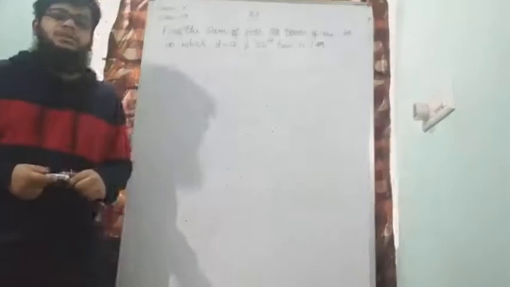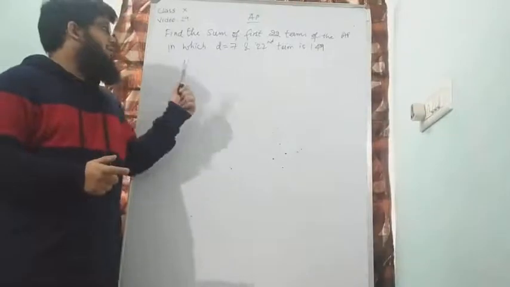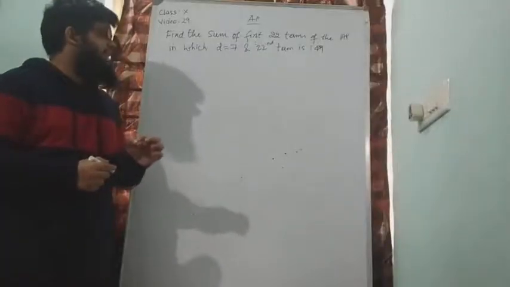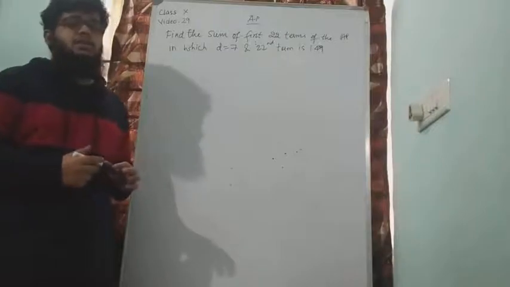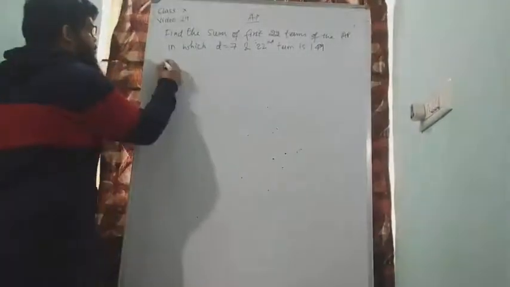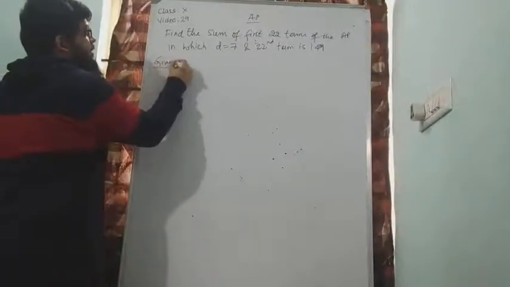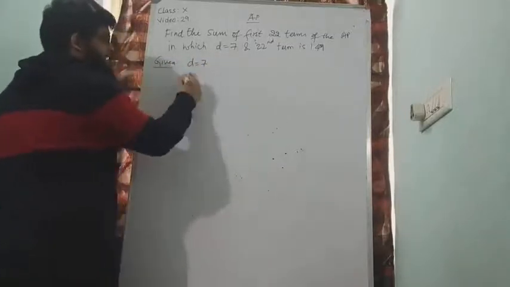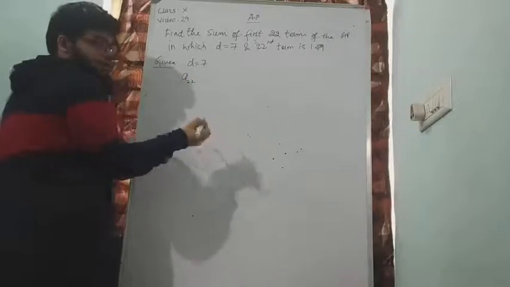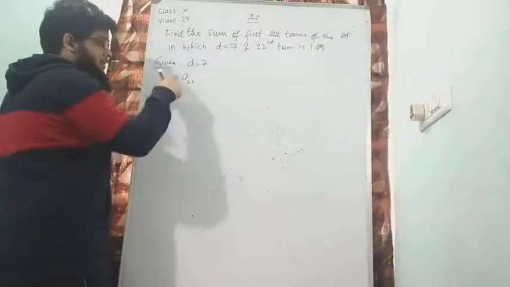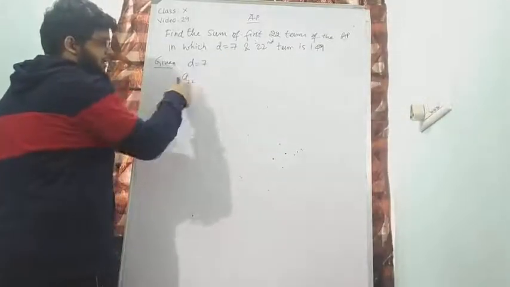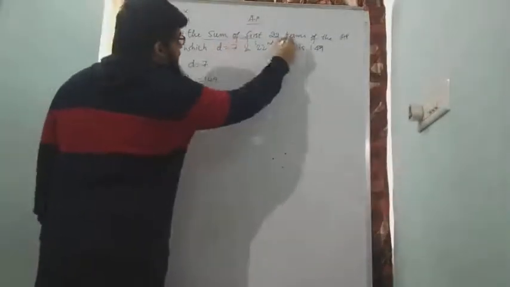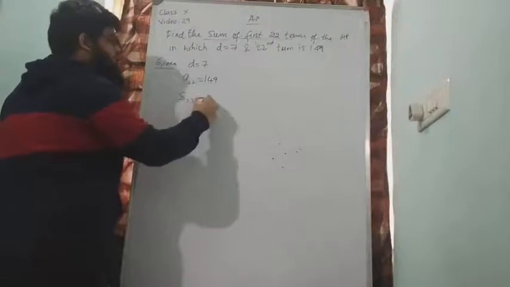There's another question on the board now. The question is, find the sum of the first 22 terms of the AP in which D is 7 and the 22nd term is 149. So there are two values given to us. D is 7 directly given, and the 22nd term, A22, is 149. Find the sum of first 22 terms, S22, you should find out.